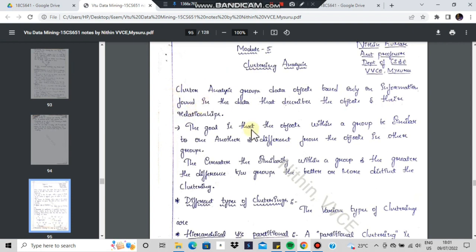For example, if you have two colors, green and blue, and the objects are of either green color or blue color, you have to make two clusters. What you will do, you'll make a cluster here for blue and you'll make a cluster here for green. What are the green objects, you'll keep it here. What are the blue objects, you'll keep it there.